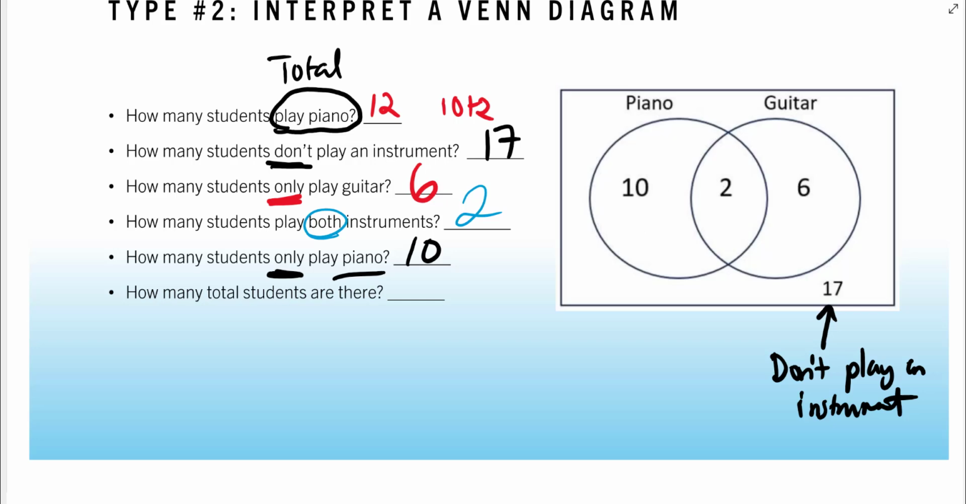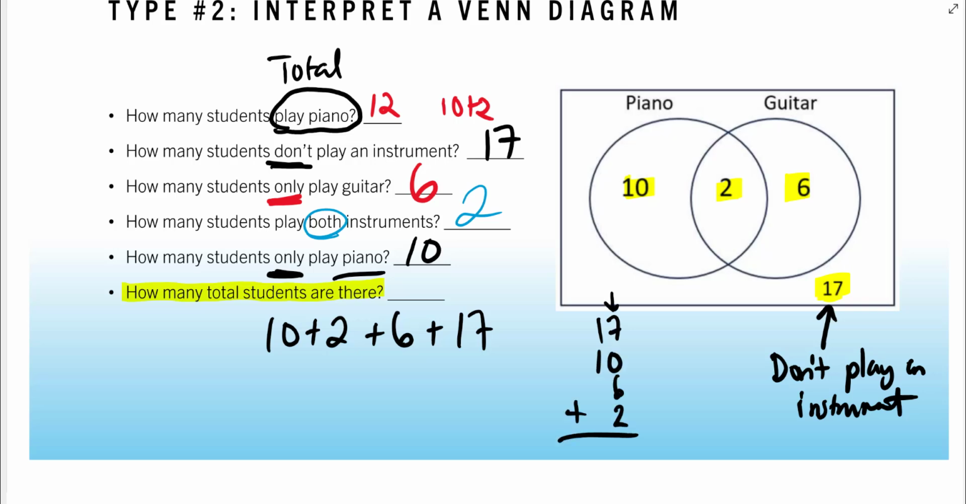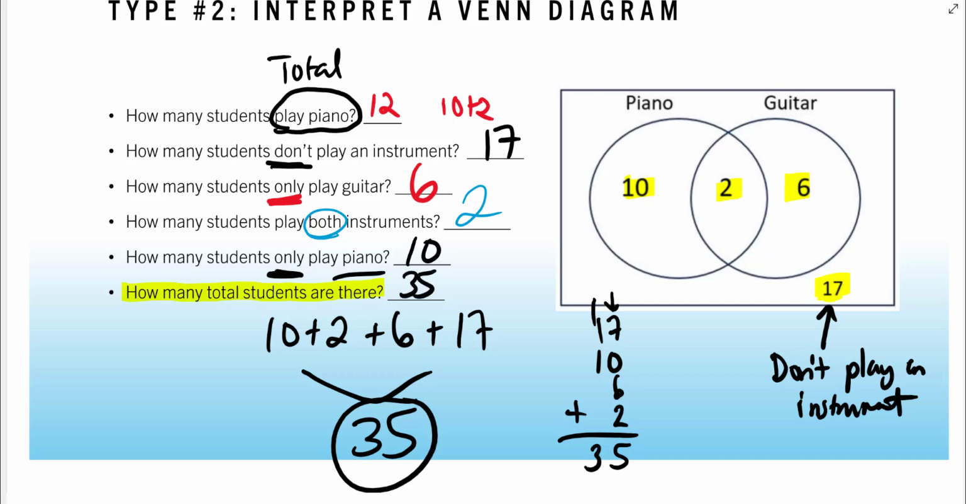And the last question is, how many total students are there? That means we need to add all the numbers. Así significa, necesitamos sumar todos los números. So we have 10 plus 2 plus 6 plus 17. Now we need to add it. And the answer is 35.